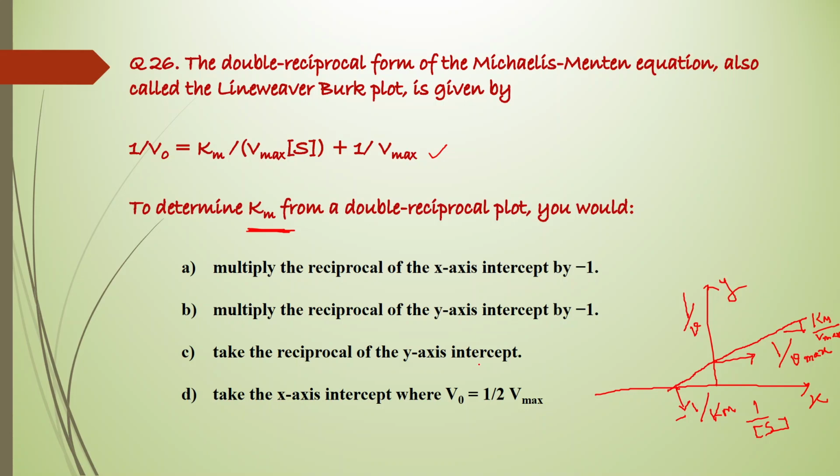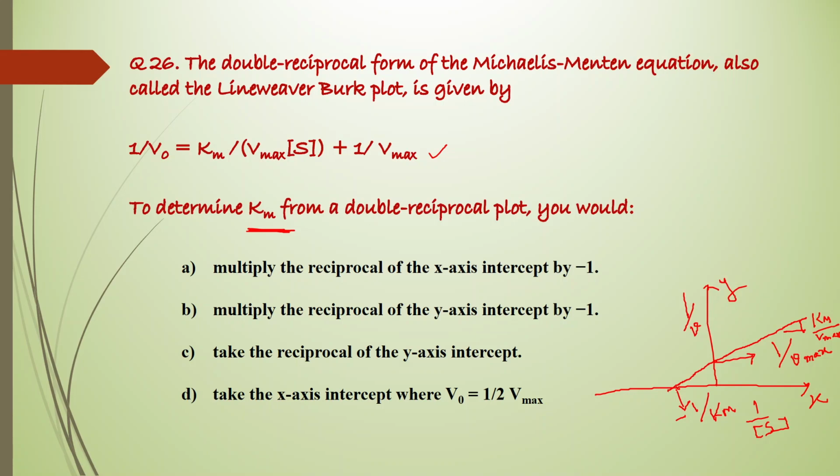This is the normal double reciprocal plot. Now you have to determine the Km. Let us look at the first option. Multiply the reciprocal of the x-axis intercept by -1. So let us look at what is there.